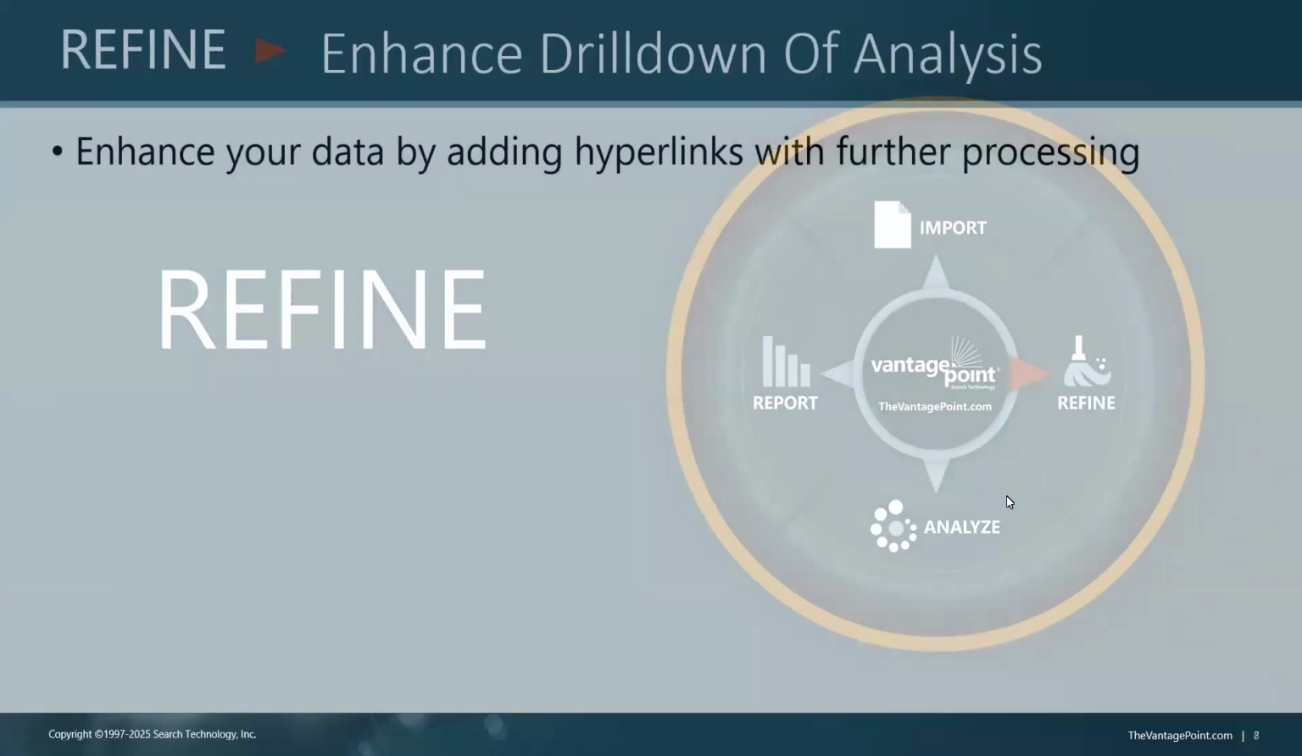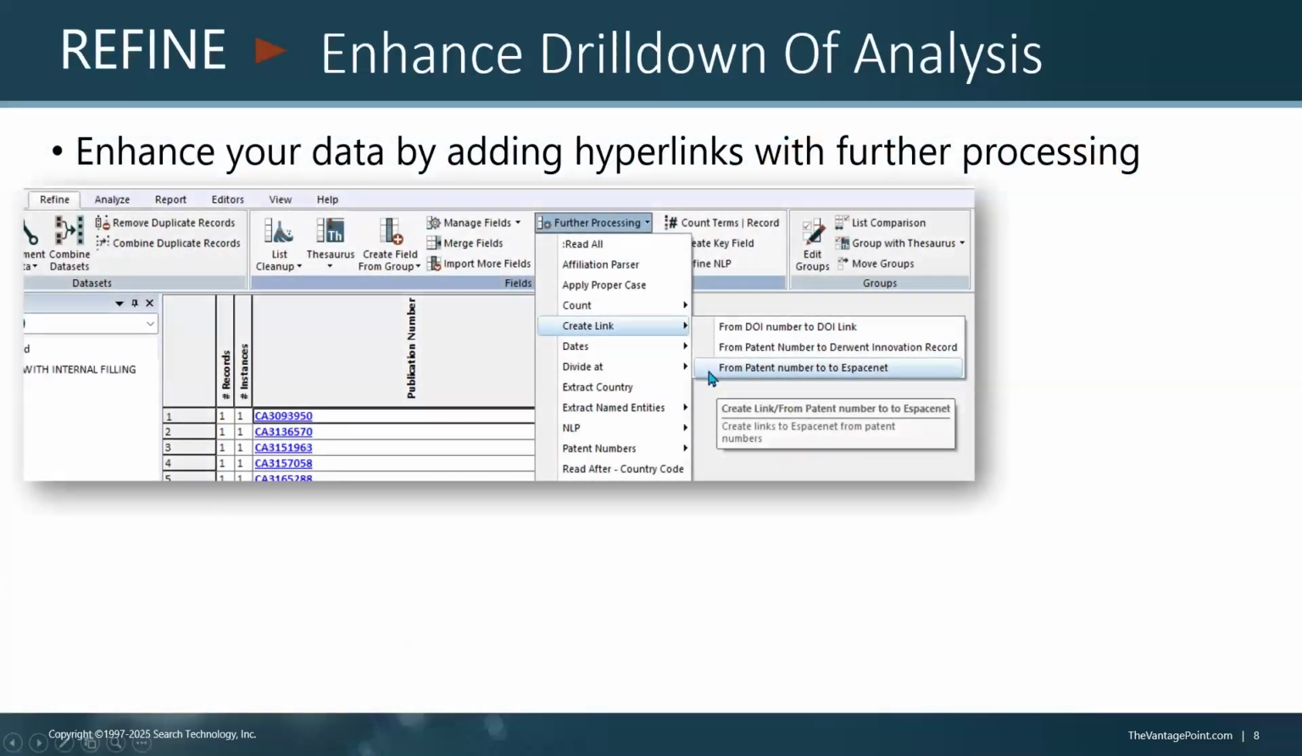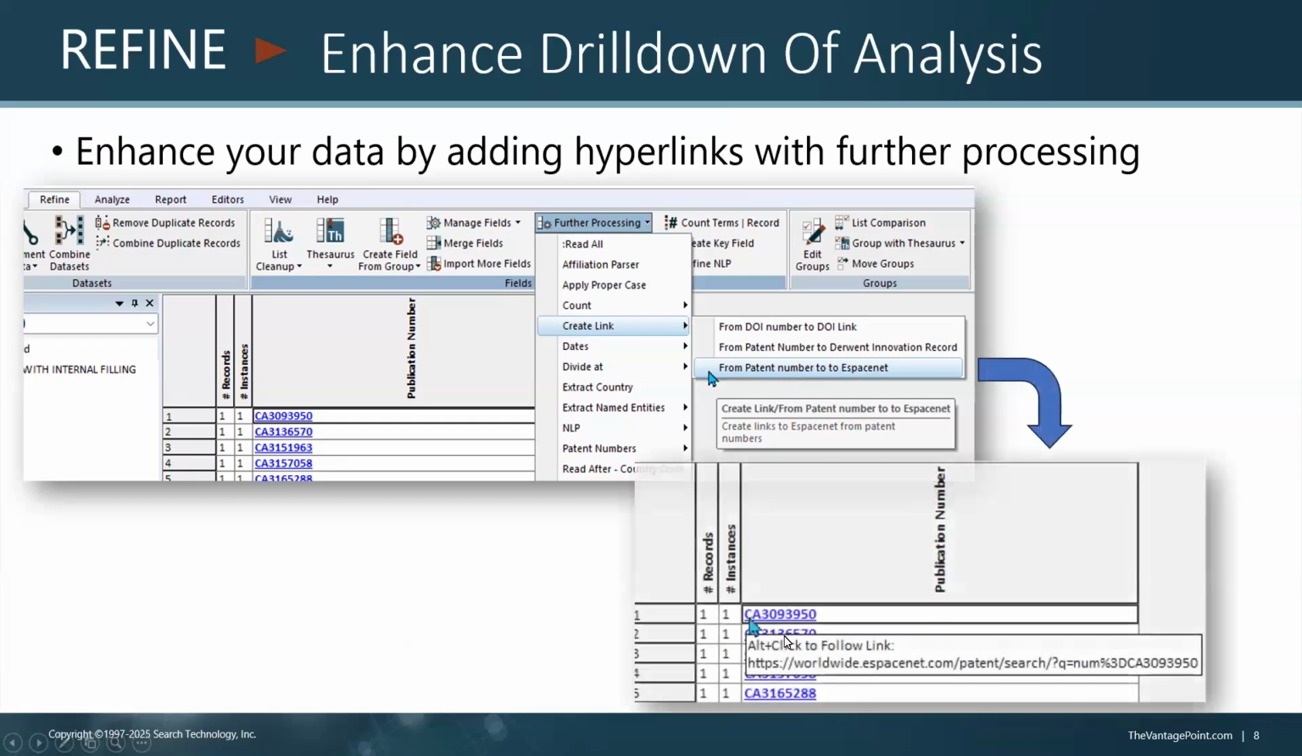So in the refine area, we've enhanced the ability to give you on-the-fly capability with creating links. So you'll notice the publication number, the further processing, the create link, choosing the patent number. The link will take you over to Espacenet, and then allows you to basically generate an active link that when you alt-click, you can follow the link over to the actual document in the browser.